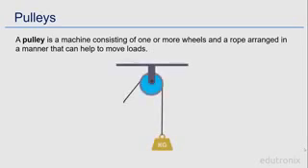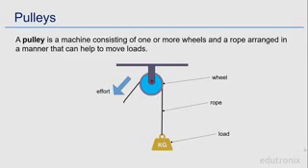A pulley is a simple machine that consists of one or more wheels and a string arranged in such a way as to lift or move loads. The illustration below is a simple example of a pulley that has one wheel and a rope used to lift a load. So note carefully that you need a wheel, the rope, and the load that is lifted or moved.